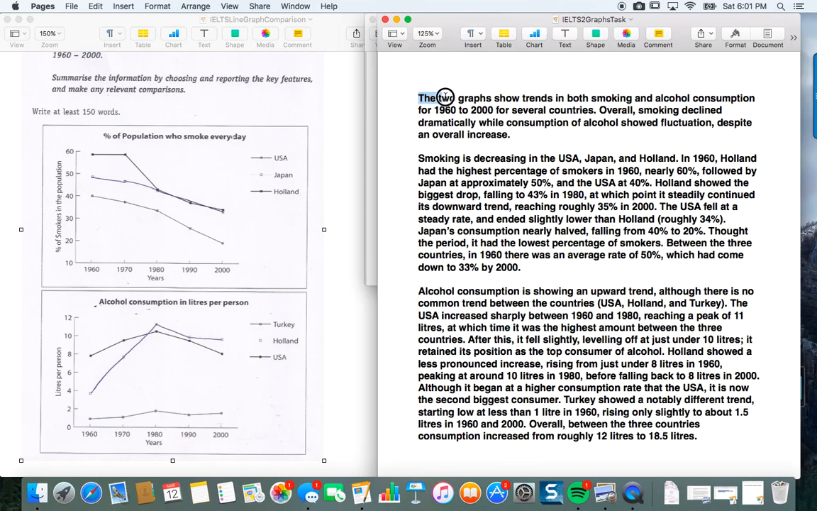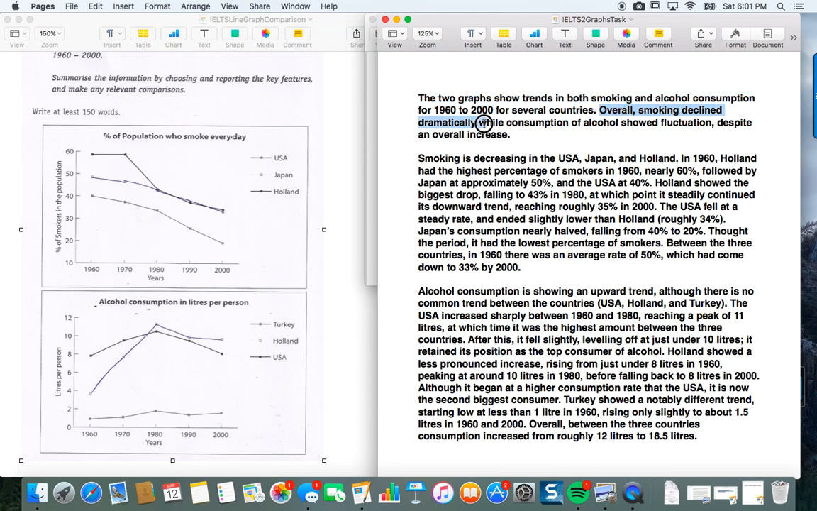All right, so here we've got our throwaway sentence. It's the sentence you always have to write. Don't think about it too much. This should take you less than 20 seconds. You just want to get it up there. That's your summary sentence, and then you get to your overall.